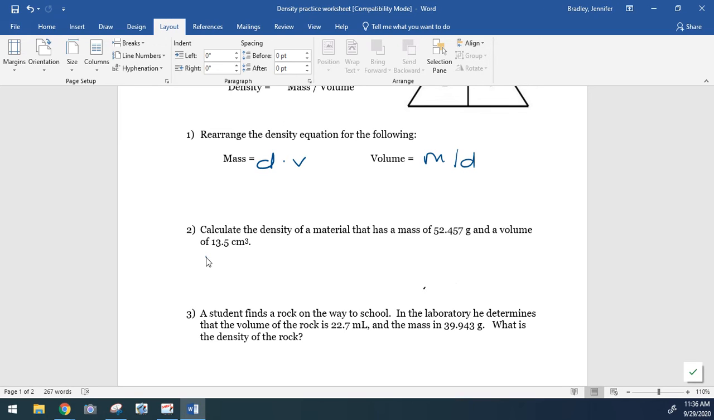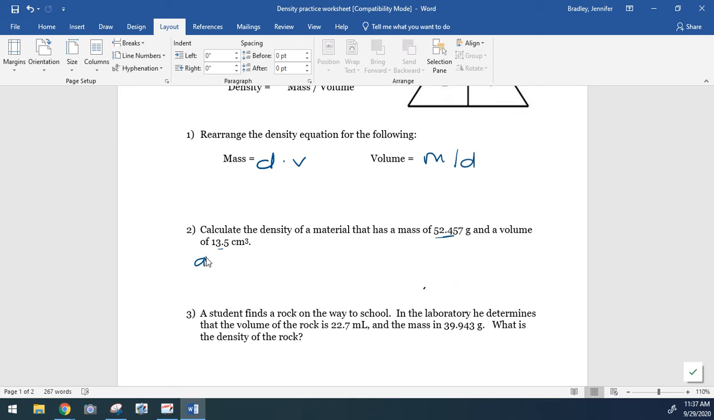This one says, calculate the density of a material that has a mass of 52.457 grams and a volume of 13.5 centimeters cubed. The first thing I want to point out is that this measurement is a lot longer than this measurement. Once I finish, I really only need 3 digits in my answer, because I can't say for sure that I can measure my volume out to the third place beyond the decimal, since this one only goes one place beyond the decimal. So when I round, I'm going to round to 3 digits just to be safe.